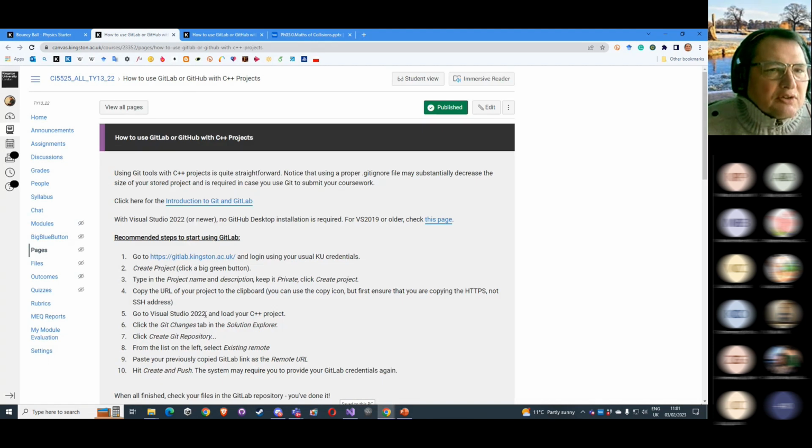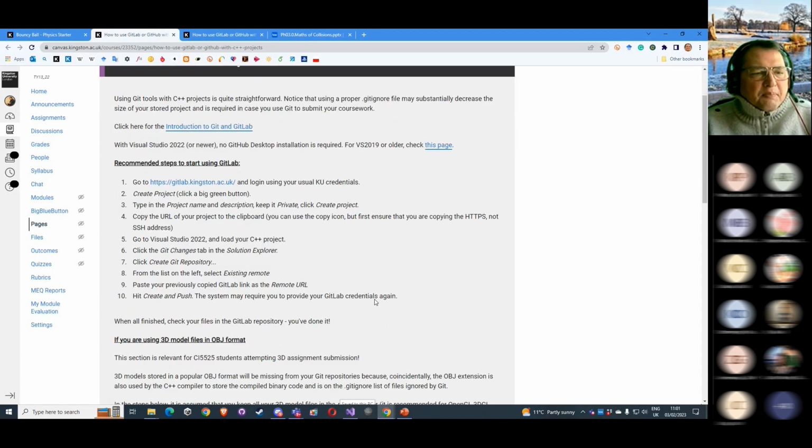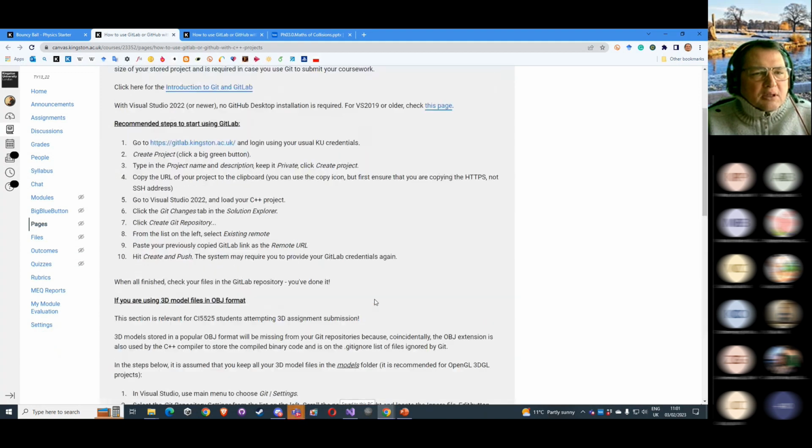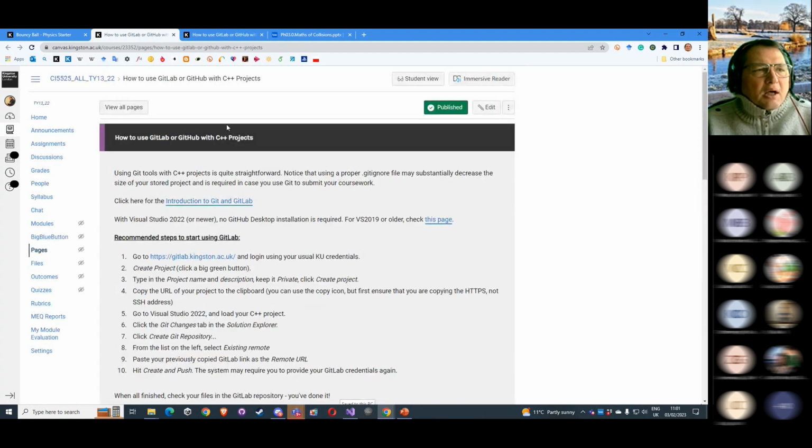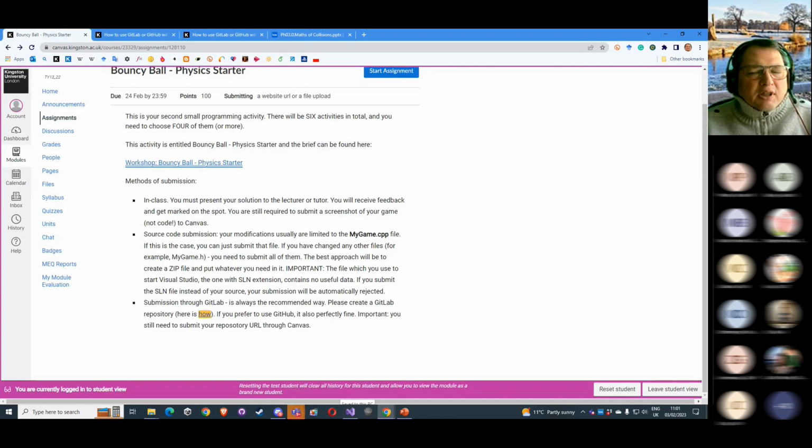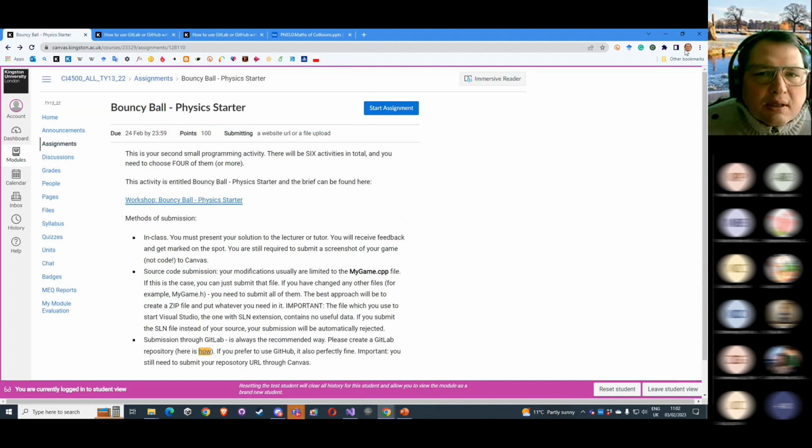You should be able to see this page. If you can't, let me know. It explains step by step how to export a project using GitLab. I will not give you any instructions right now, firstly because it's displayed in this separate page. Secondly, because for now submission by GitLab is not yet obligatory. So if you can't do it, just give up and use any other method of submission. So this is about the current submissions.